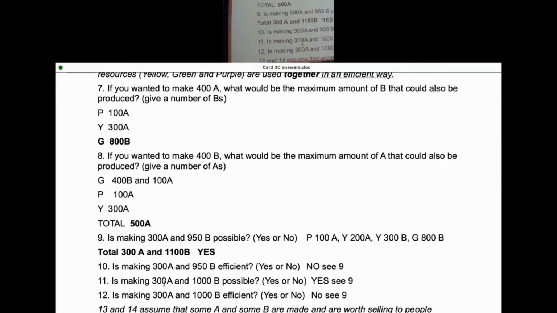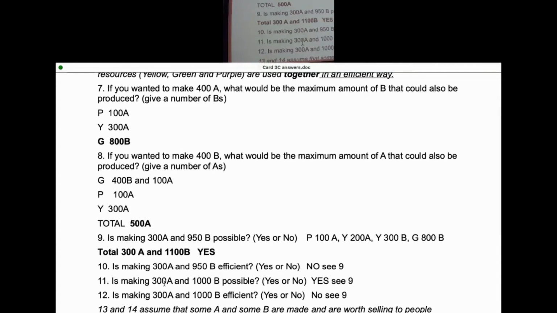Is making 300A and 950B possible? Now, all you've got to do for that one is ask yourself, how do I get 300A if I want 300A? We already figured out how to get 400A, but how do I get 300A? The principle's the same. The lowest cost producer of A is purple, so we have to make sure purple's making some A first. I put down here, as a placeholder, purple's making 100A.